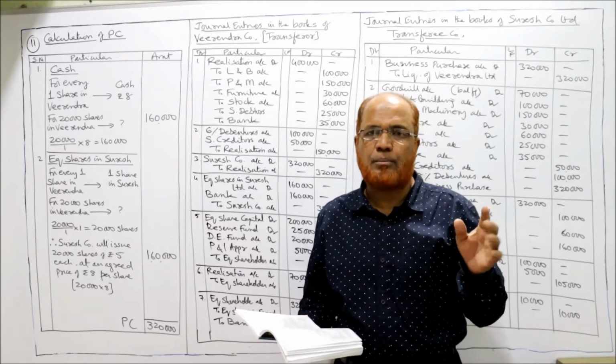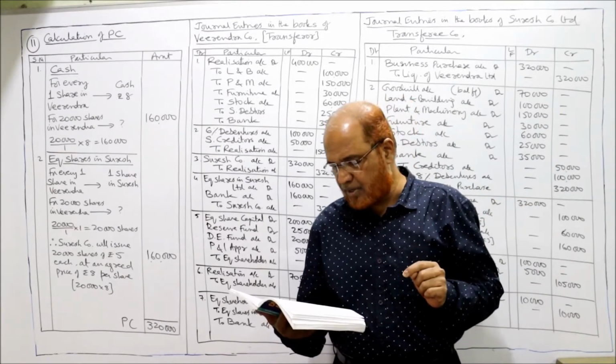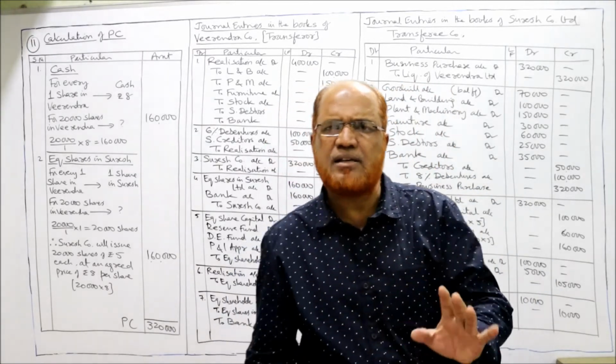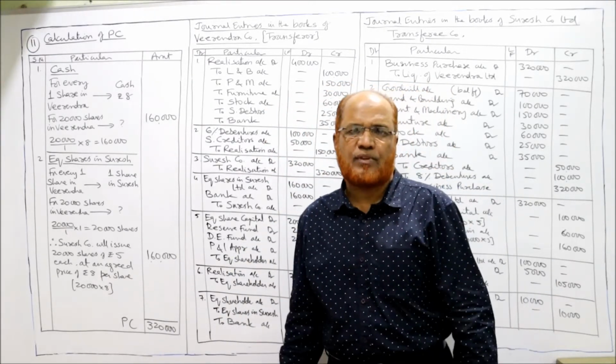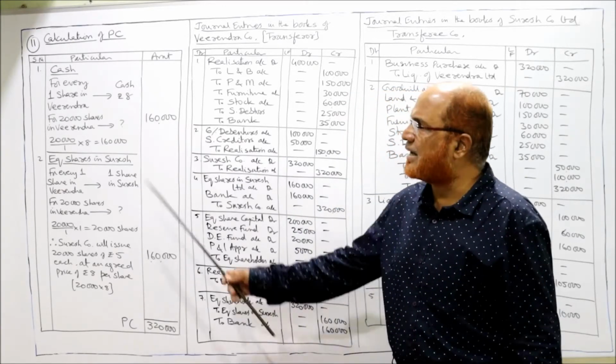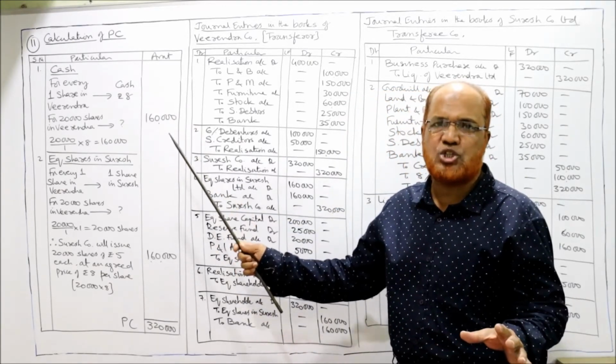The liquidation expenses are also paid by Suresh Company, the purchasing company. So the entry will not come in Virendra Company Limited. Pass journal entries in the books of both the parties. Exactly the same problem, no change at all. What we have done in the previous problem, the 10th problem we did, the 11th problem is exactly the same. Only the name of the company is changed.